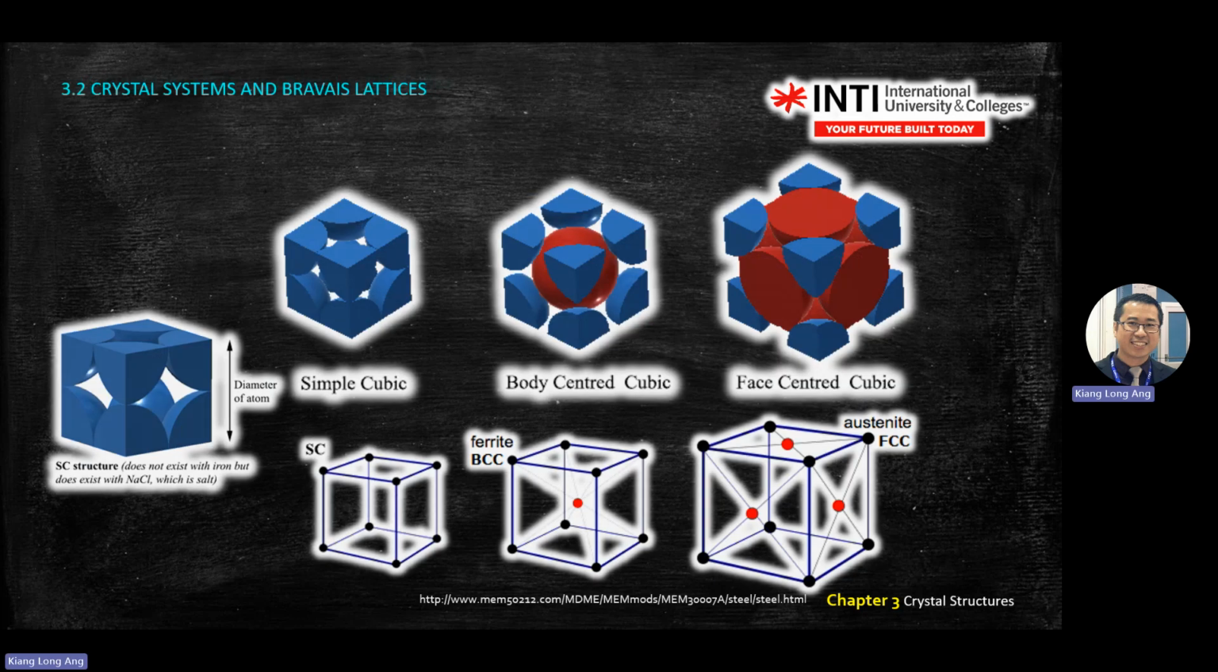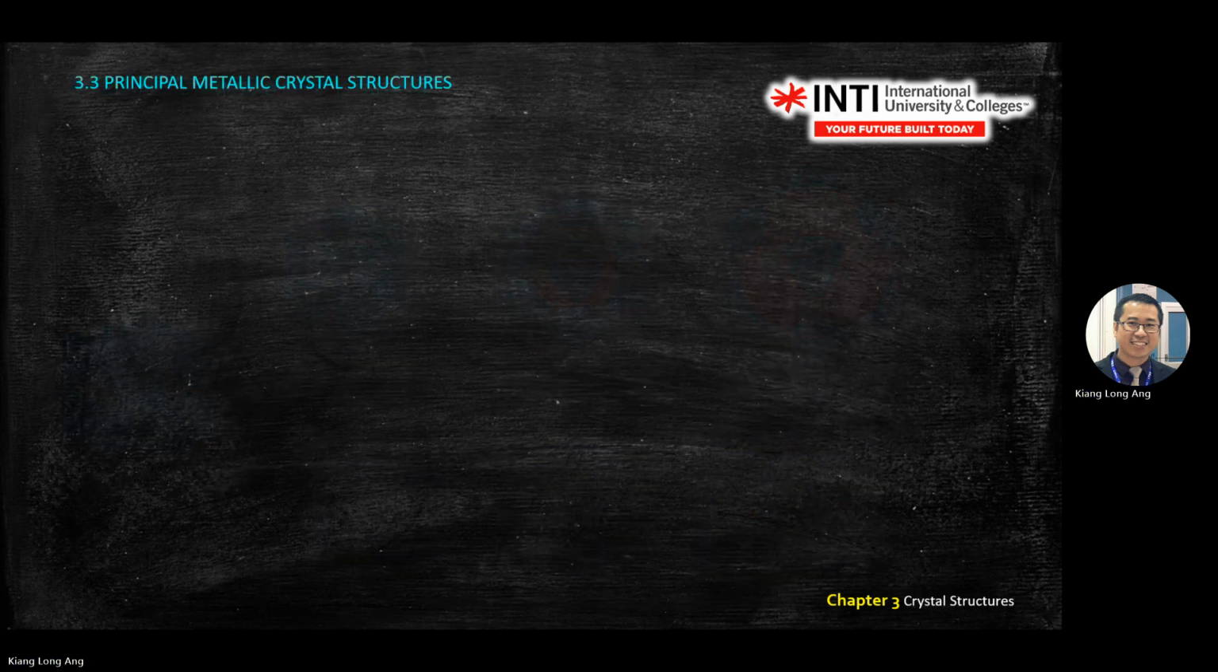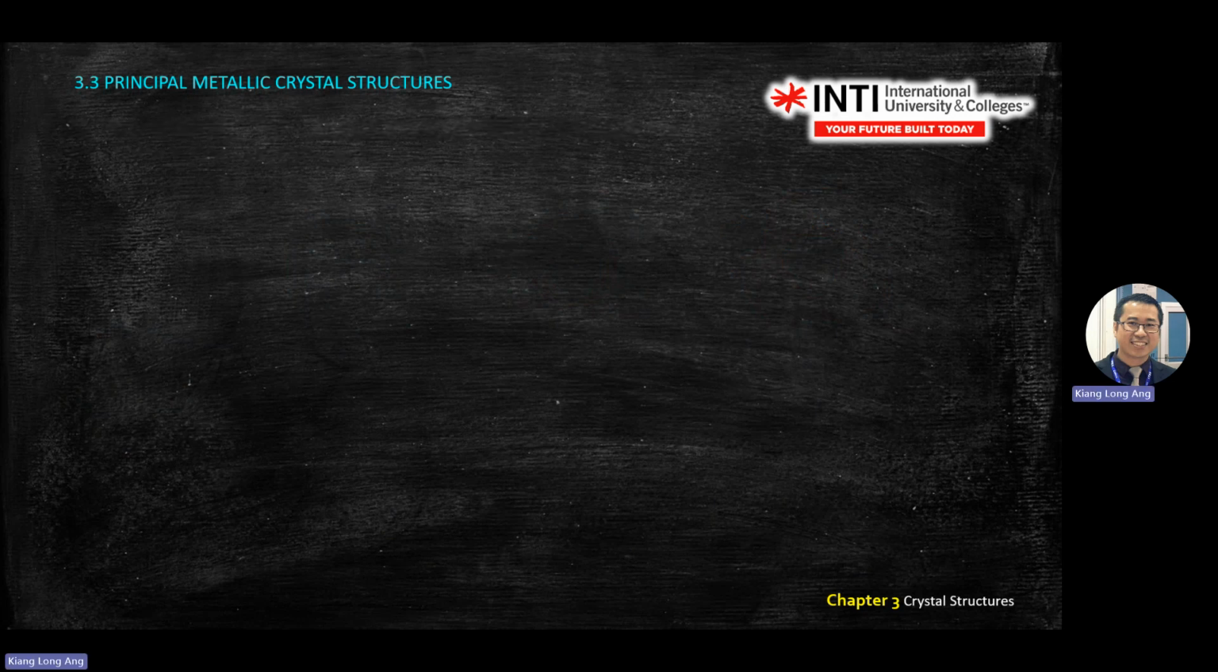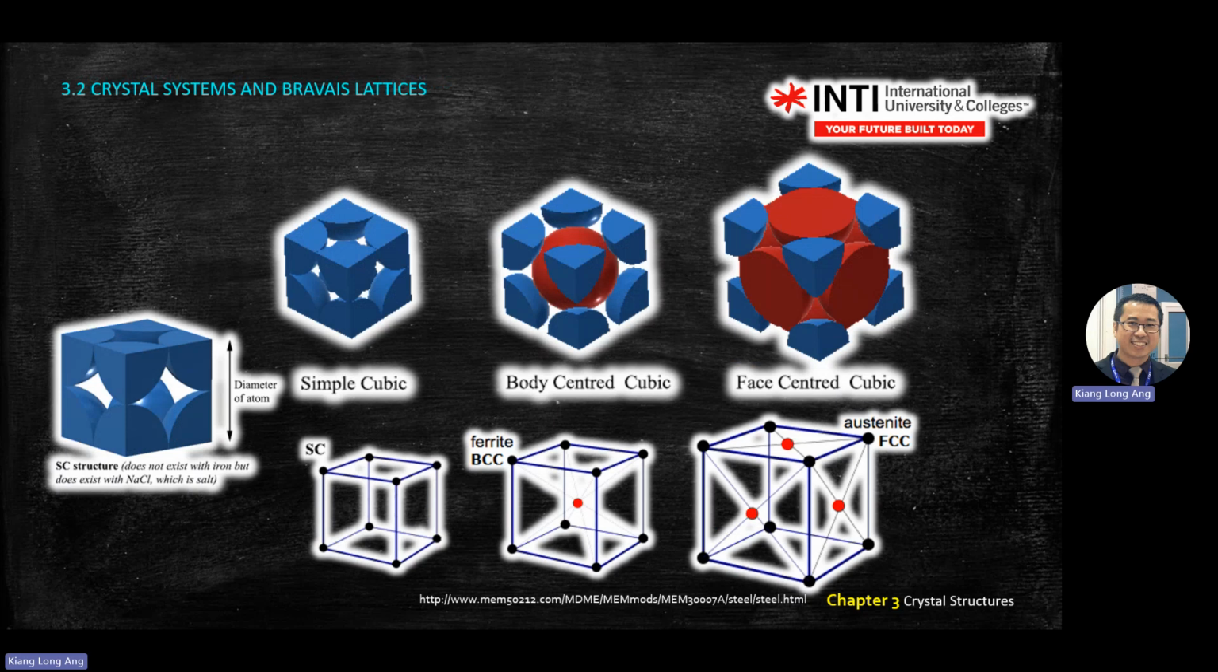An example for simple cubic is salt, NaCl, sodium chloride. Normally in the tutorial questions, we'll start with NaCl to explain this diagram.